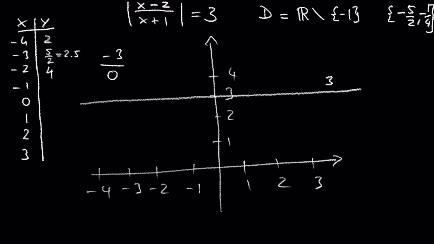We have to discard that. We see that here. 0 minus 2 is negative 2 divided by 1 is negative 2. 1 minus 2 is minus 1 divided by 2 is negative 1/2. 2 minus 2 is 0. 3 minus 2 is 1 divided by 4 is 1/4.